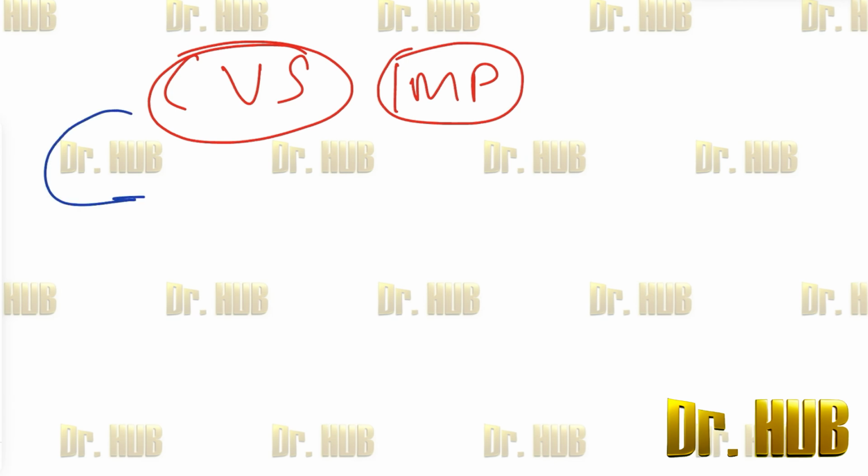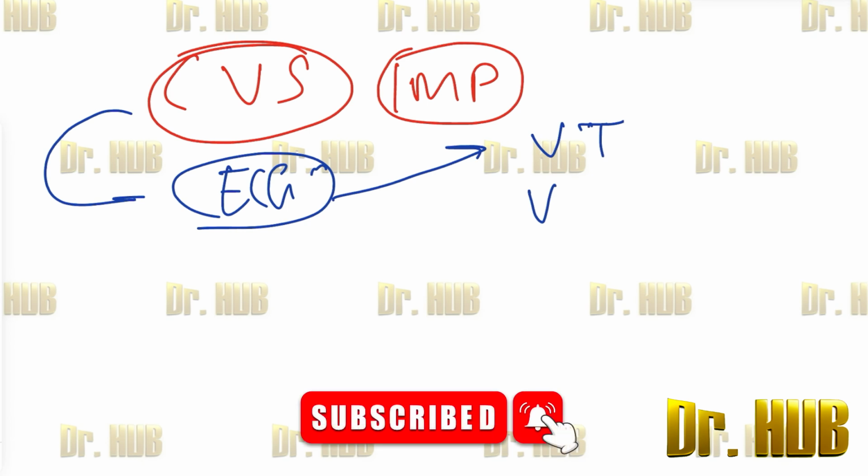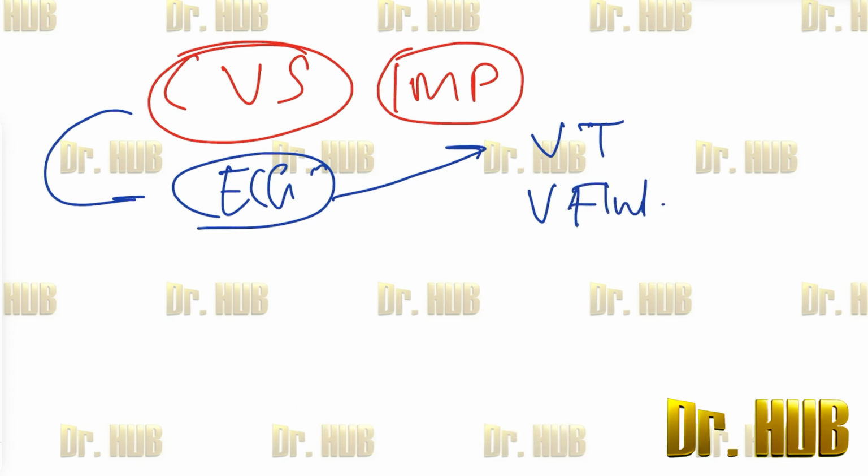Now we're going to focus on the CVS system. We'll try covering the most important questions, so this is going to be only the important questions. The first thing in CVS is we need to identify the ECGs. The important ECGs to identify include ventricular tachycardia. There is also ventricular flutter, so we need to distinguish between the three. Next, there is also ventricular fibrillation, which also needs to be differentiated from.